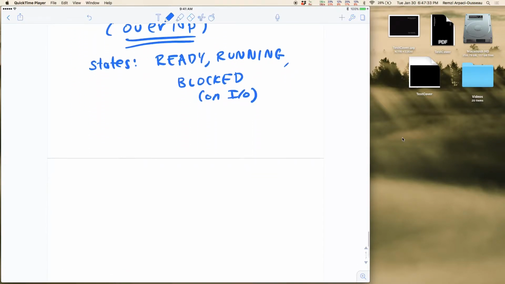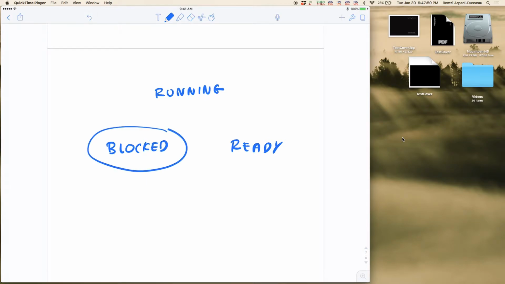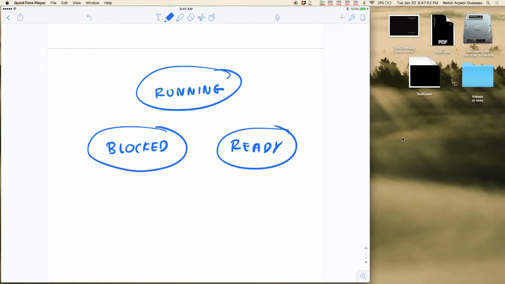So you can think of this as like a state diagram. Let me just draw it right here. A process can be running, it can be ready, it can be blocked on I/O, blocked. That's not how you spell blocked. So it can be in any one of these three states. Going from ready to running, we call that getting scheduled. Going from running back to ready, we call that getting descheduled.